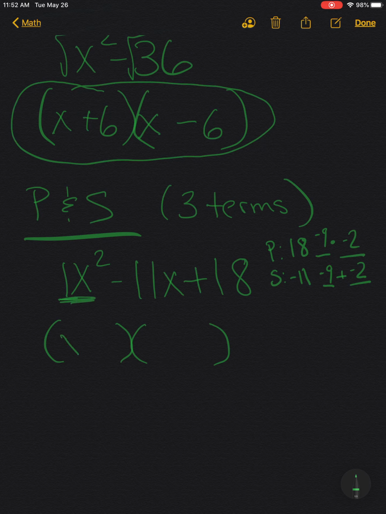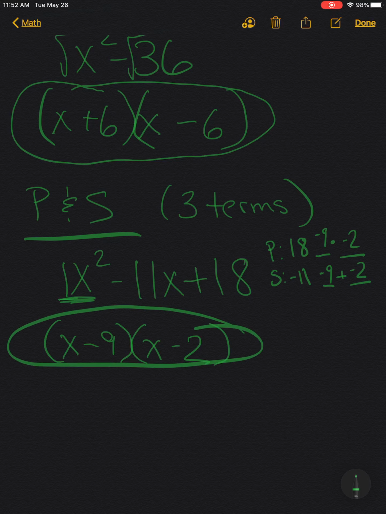Whatever this variable is, split it up, so x, x. Then all you have left is to fill the numbers, so negative 9 and negative 2. And that's it. And again, for all of these problems of factoring, to check, just multiply it out. You should always result back in the original problem. Okay?